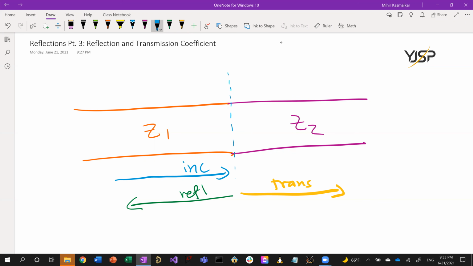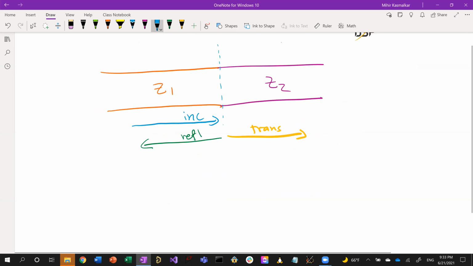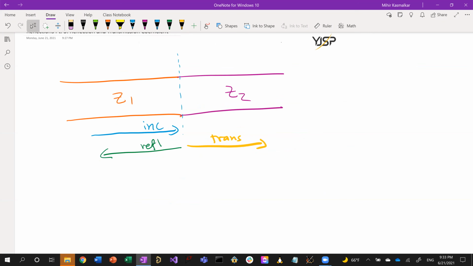So you have a reflected wave and a transmitted wave. What is the magnitude of the reflected wave in terms of the incident wave? There's a parameter that describes that. The voltage of the reflected wave is going to be equal to rho times the incident voltage, where rho is the reflection coefficient. The value of rho is going to be Z2 minus Z1 over Z2 plus Z1.